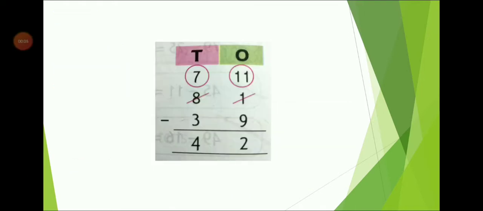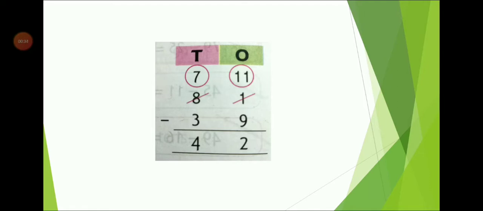Students, let's take another example. Let us subtract 39 from 81. First, we will write the given numbers in column form. Then, we will subtract the ones. As you can see, 9 is greater than 1. So, we cannot subtract 9 ones from 1 one. So, we will borrow 1 ten from 8. 8 will become 7, and 1 will become 11.